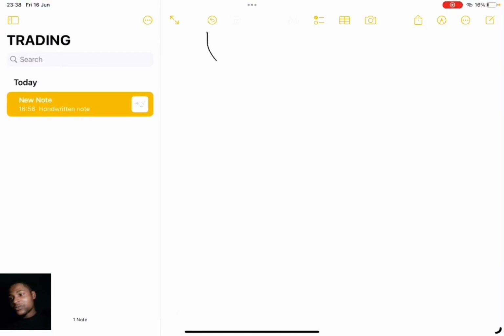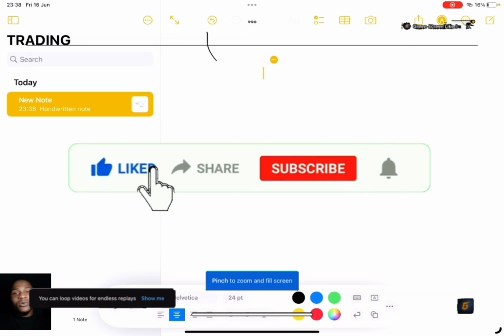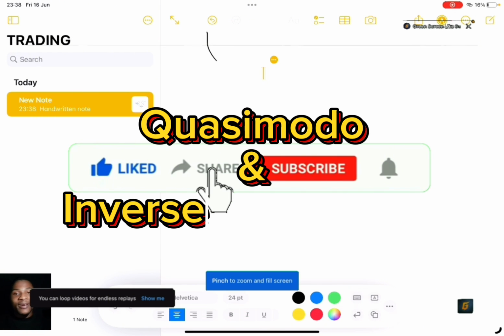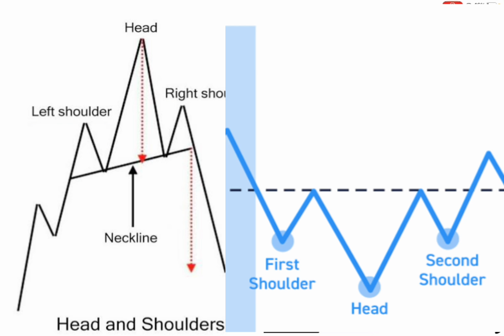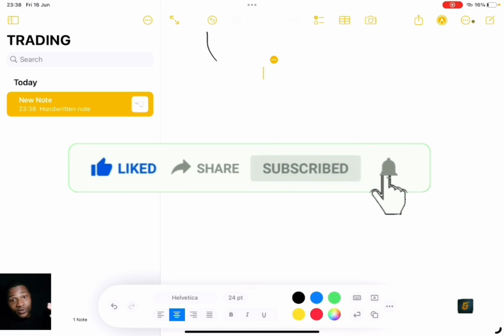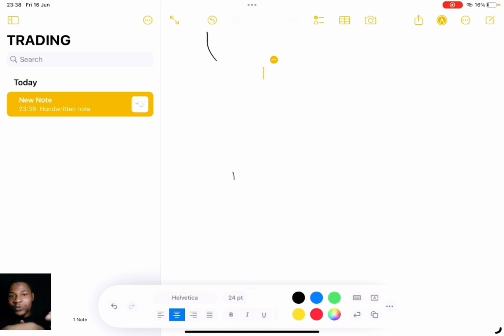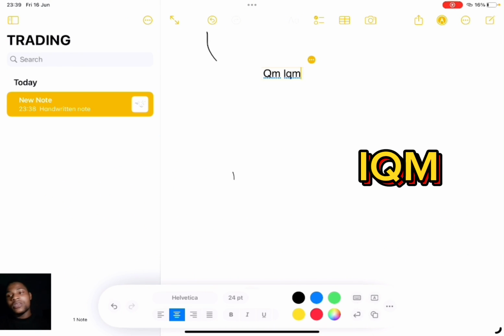A lot of traders don't know about this chart pattern, so today you'll be privileged to know this chart pattern. It is called the Quasimodo and inverse Quasimodo, just like head and shoulder and inverse head and shoulder, double top and double bottom, opposite. You know what inverse means? The opposite of the Quasimodo itself. It's abbreviated as QM and IQM, right?